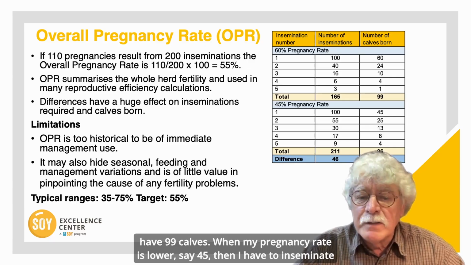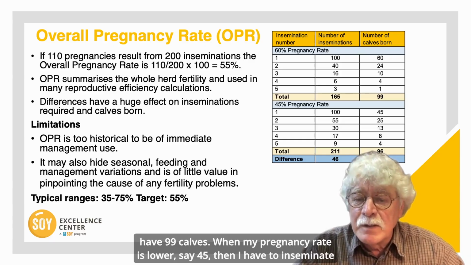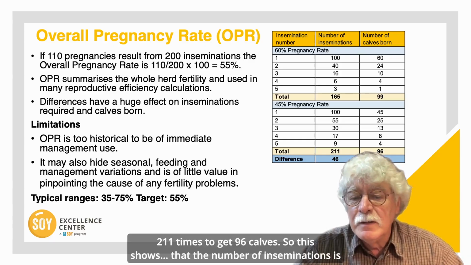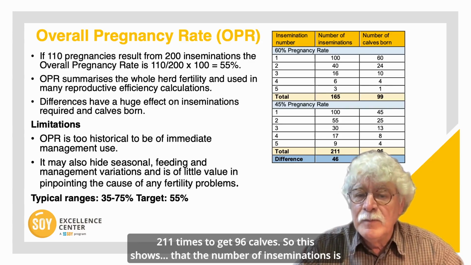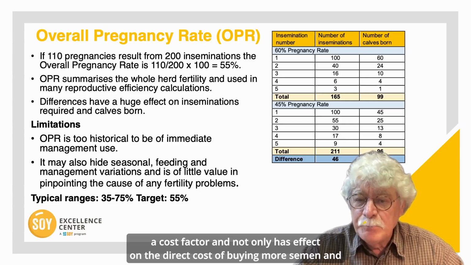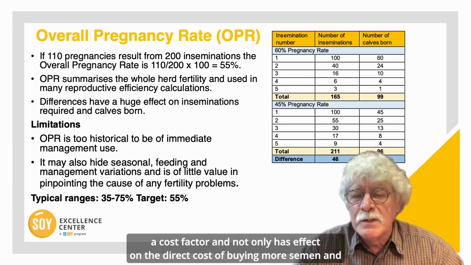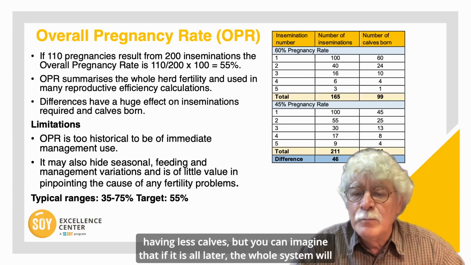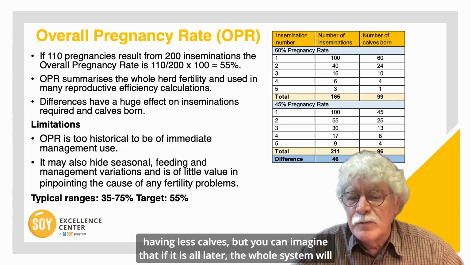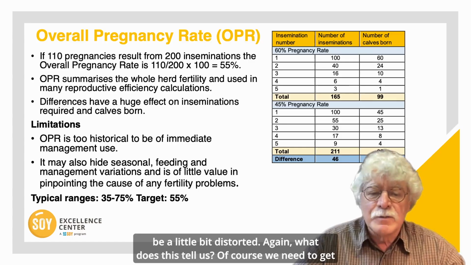When my pregnancy rate is lower, say 45, then I have to inseminate 211 times to get 96 calves. So this shows that the number of inseminations is a cost factor, and not only has effect on the direct cost of buying more semen and having fewer calves, but you can imagine that if it is all later, the whole system will be a little bit distorted.